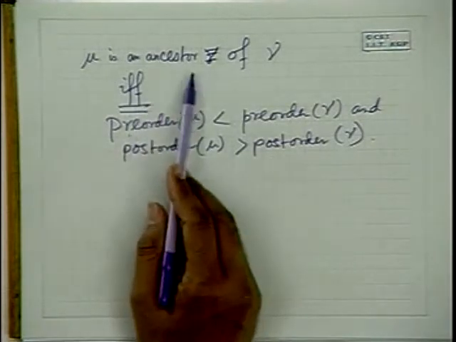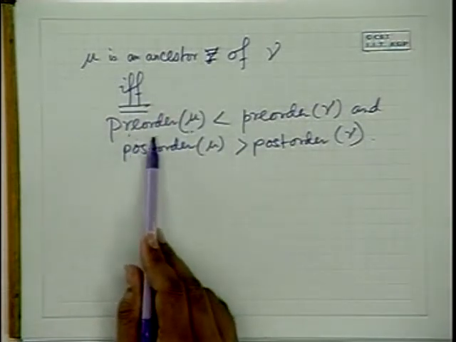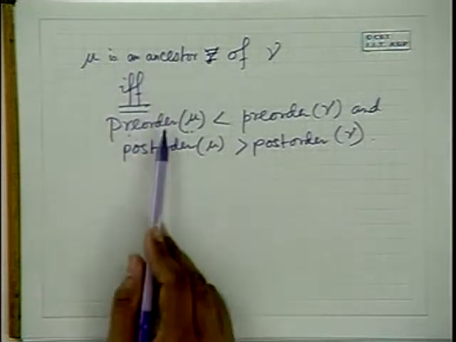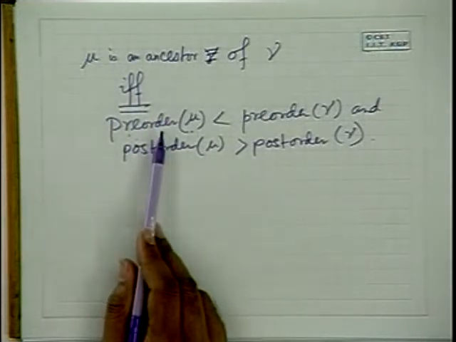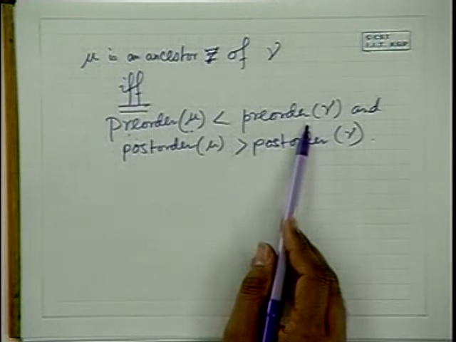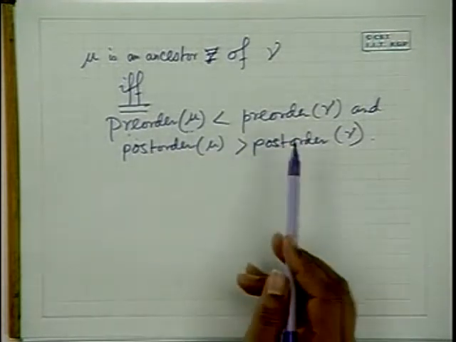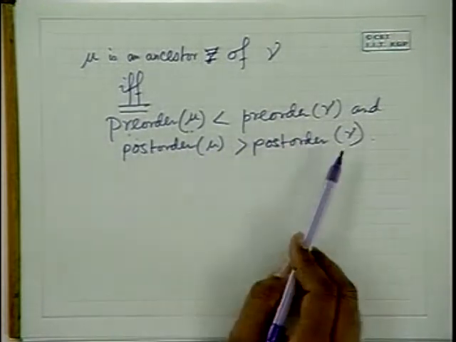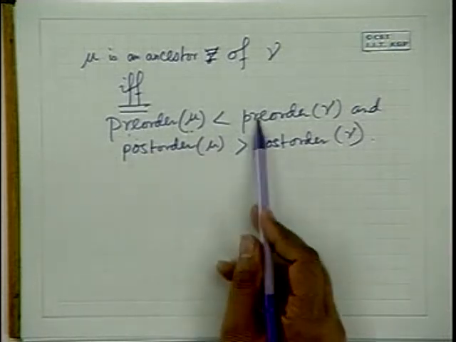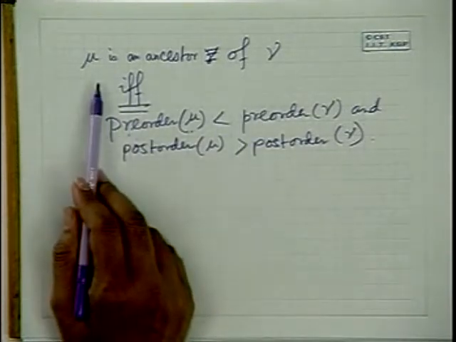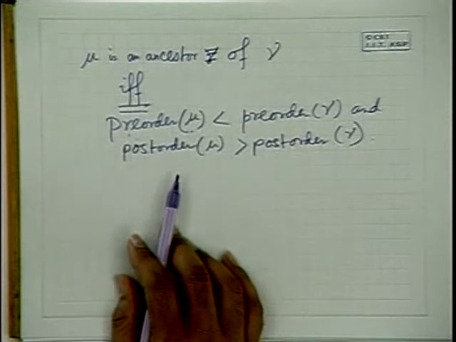So mu is an ancestor. You can see why it is true, because if it is an ancestor, it has to be visited in pre-order fashion first, before nu. And in the case of post-order, it should be the opposite. So one direction is easy, but the other direction, if this is true then it should be an ancestor, is a little bit harder. Alright?